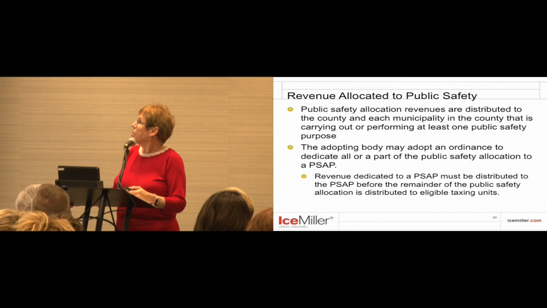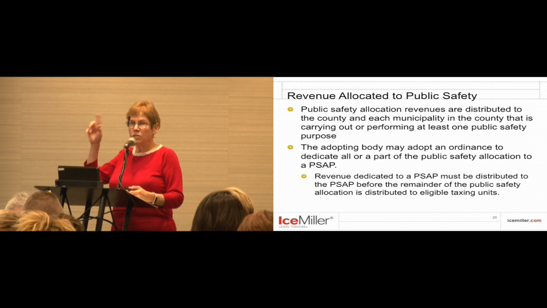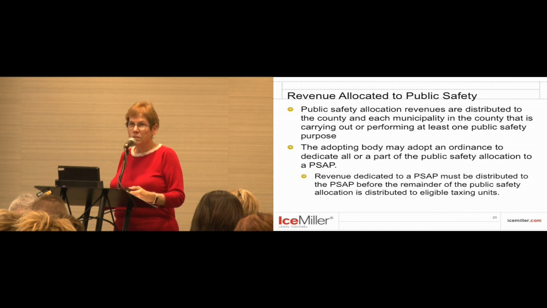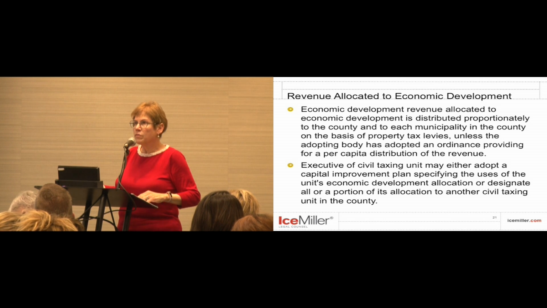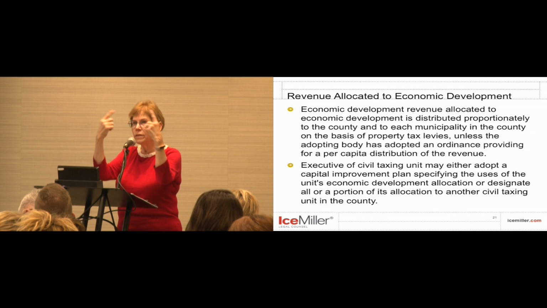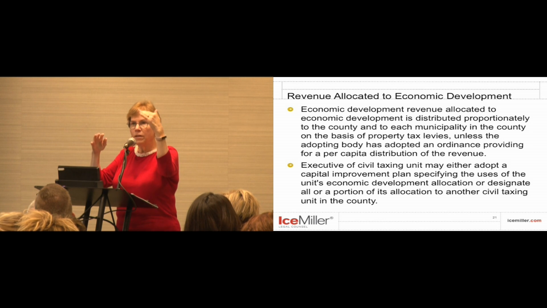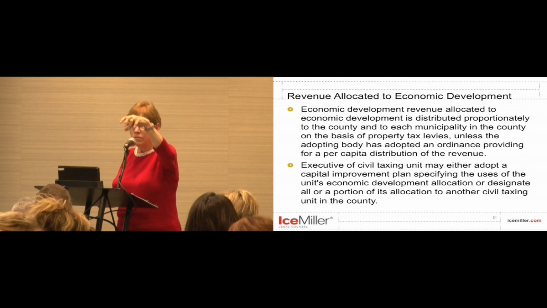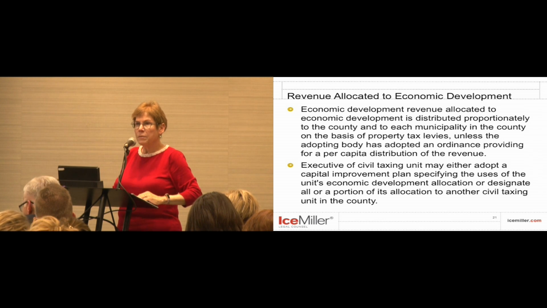Economic development allocation. This is distributed to each of the civil taxing units, and I should say that is also true of the public safety rate. Schools don't get it. Civil taxing units on the basis, it can either be pro rata property tax or it can be on a population basis. The original statutes all provided that the total county property tax levy was the denominator, and the numerator is the county unit's property tax levy, and that's how the distribution of economic development revenue is done.